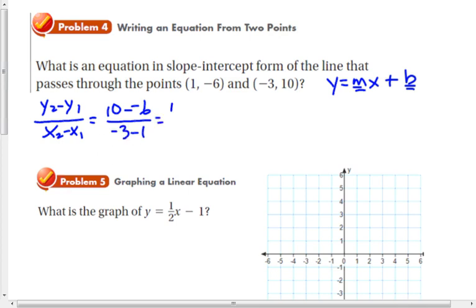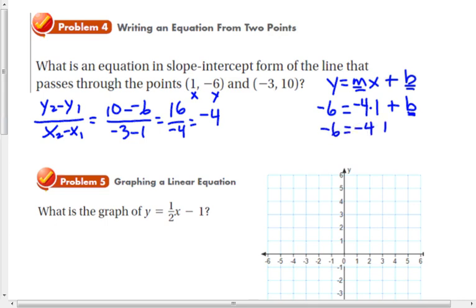And that will be 16 over negative 4, which is negative 4. We can substitute that right here for the m. Now what I can do is take an x and a y value and substitute, say, the negative 6 for the y and the 1 for the x. And notice the only thing I'm left with now to find is the b. So I can just solve this little equation.